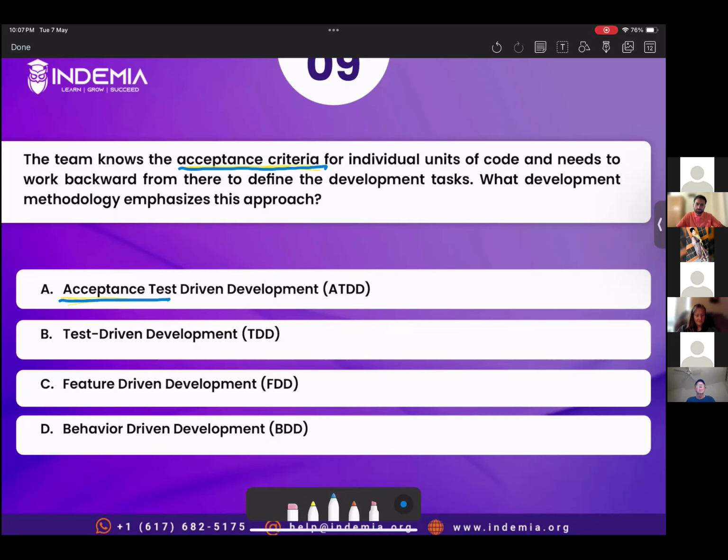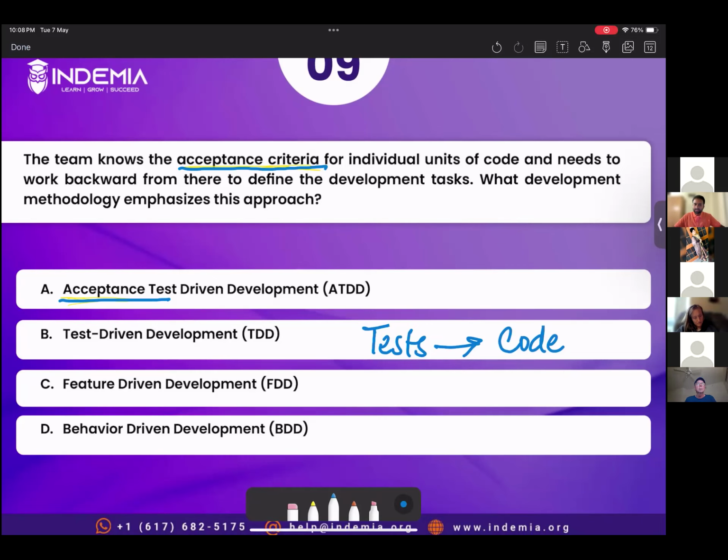But the scenario says the team knows the acceptance criteria for individual units of code and needs to work backward. Means first you have tests or acceptance criteria, and then you write code, as Mohan mentioned. This is called test-driven development, TDD. When you know your acceptance criteria or the test that you would be testing, and based on that, you write code. So you keep on writing code until you satisfy the test. This is called test-driven development.